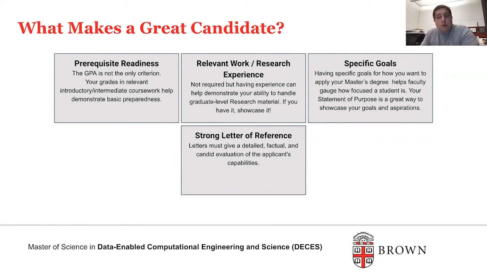Having specific goals for how you want to apply your master's degree is important. Having chosen a particular area of engineering or scientific specialization would be very important. The rest of the program will come together very naturally for you. And your statement of purpose is a great way to showcase your goals and aspirations. And of course, we'll be looking for strong letters of reference with detailed, factual and candid evaluation of your capabilities.